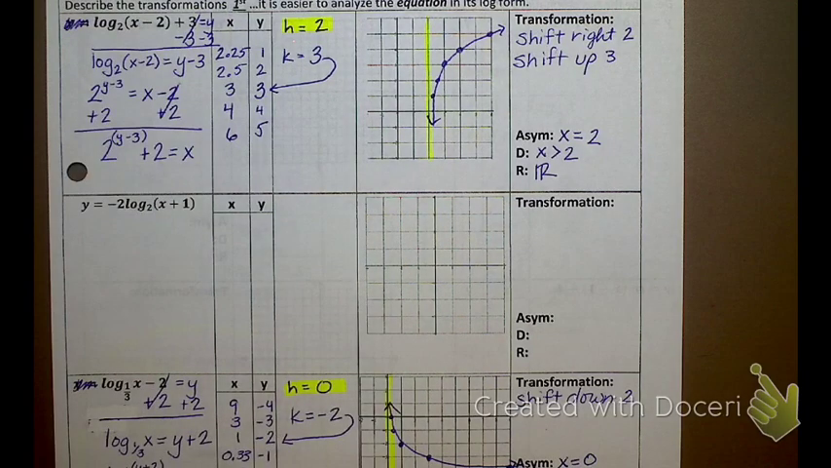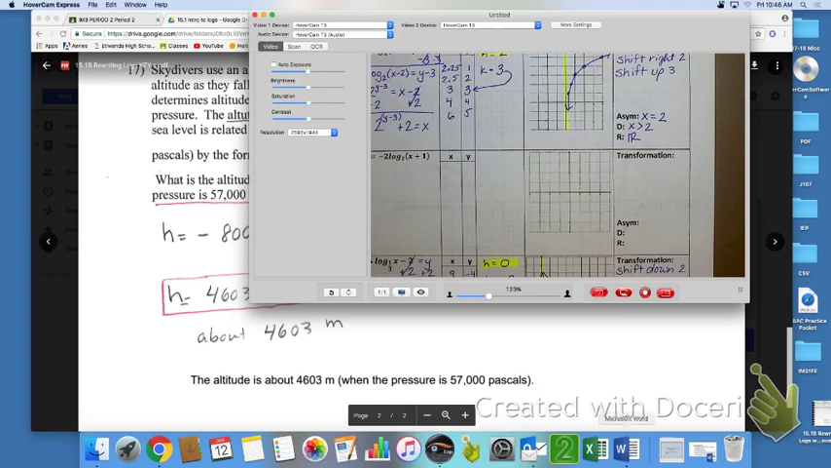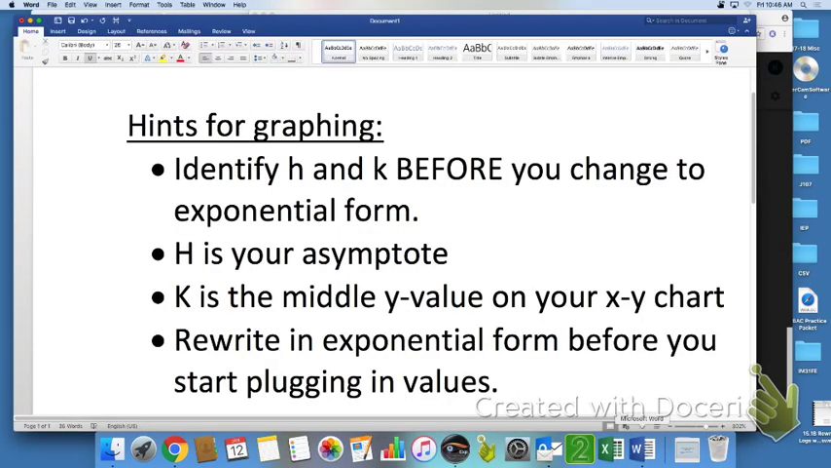And finally, hang on just a minute. Here is my little cheat sheet. I have little hints for graphing. Identify h and k before you change to exponential form. Remember, h is your asymptote. K is the middle y value on your xy chart. And rewrite in exponential form before you start plugging in values. That's kind of a summary of what I just went over.